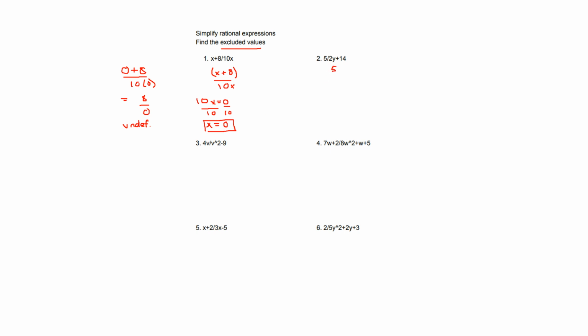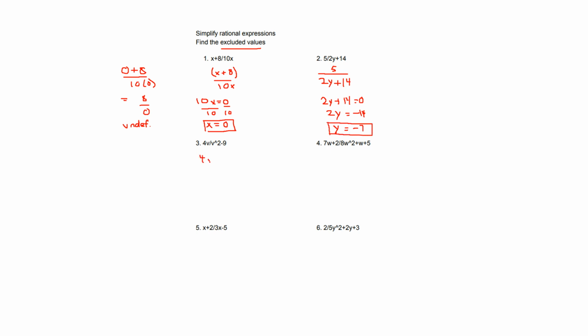Number 2, we have 2 over 2y plus 14. Okay, so same thing here, it's a fraction. So we have to find when the denominator is equal to 0. So move the 14 over, so it becomes 2y equals negative 14. Divide both sides by 2, so it becomes y equals negative 7 for our excluded value.